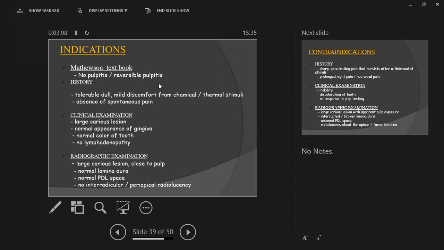So when you assess that, okay, this has gone only till this area, before that the microorganisms would have leached into the pulp. Coming to the indications, only reversible pulpitis is present in such cases. Then the history: tolerable, dull, mild discomfort from chemical and thermal stimuli, absence of spontaneous pain. This is almost similar to direct and indirect pulp capping. Clinical examination: large carious lesion, normal appearance of the gingiva, everything is the same. Radiographic examination: large carious lesion close to the pulp, normal lamina dura, normal PDL space, no interradicular or periradicular radiolucency present.